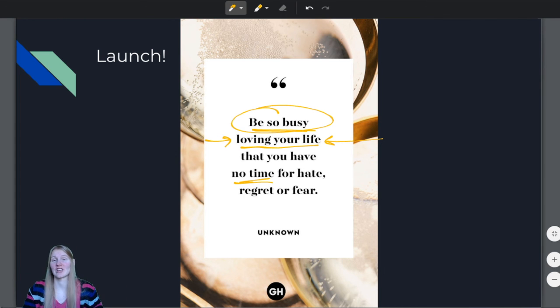And of course, this extends past marriage. This is all around in your life. You can hate bullies or you can love them. You can hate teachers or you can love them. This goes with anything. So be so busy loving your life that you just don't have time for all these negative emotions because you're so busy loving your life and the people in your life and yourself. Love yourself. That's important too. So be busy with love.